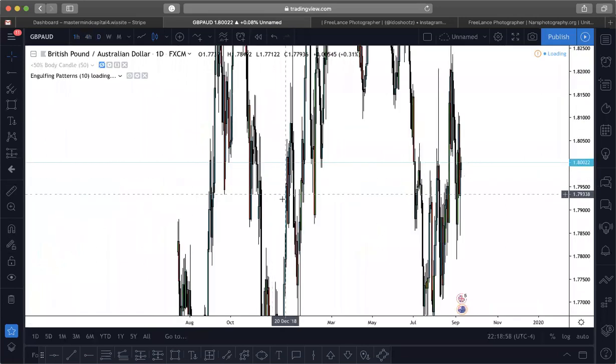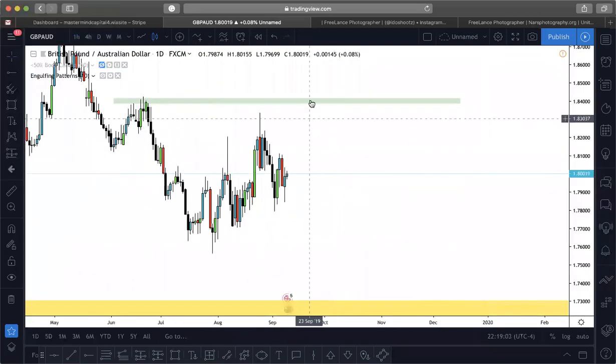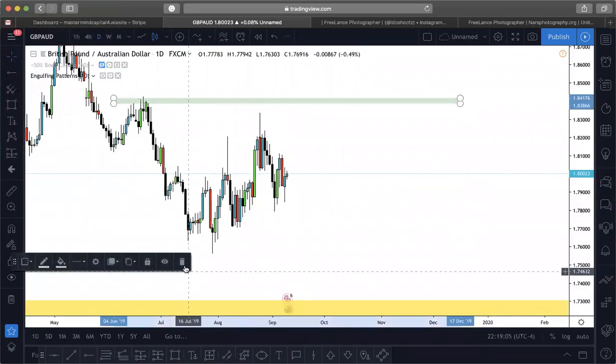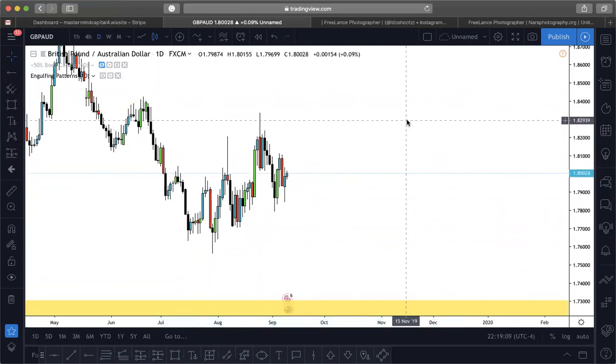So, not all the time, support and resistance would be a candlestick pattern, right? Support and resistance could also be numbers, meaning we have something called the quarters theory in the market, right?